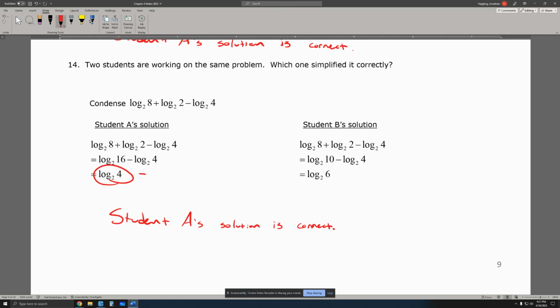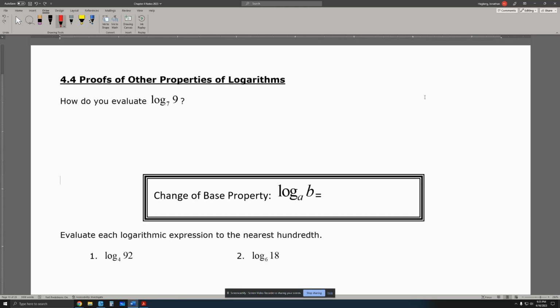All right. And by the way, this evaluates to 2. In case you wanted to take it one step further, I always say if you can evaluate, go ahead and evaluate. Tell me what that numerical value is. Okay, one last thing that I want to talk about today is the proofs or other properties of logarithms.